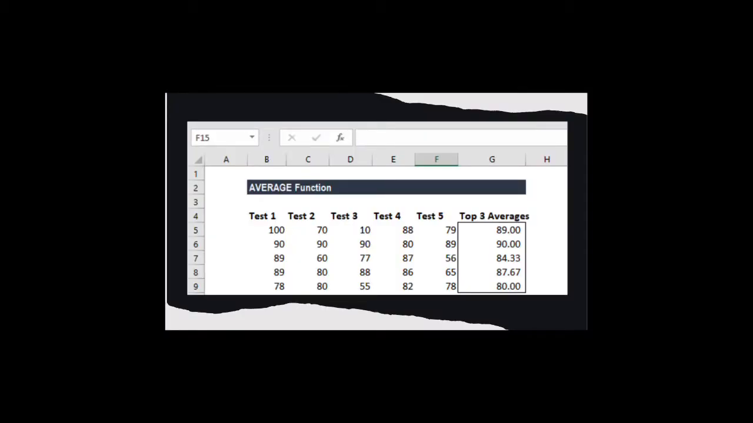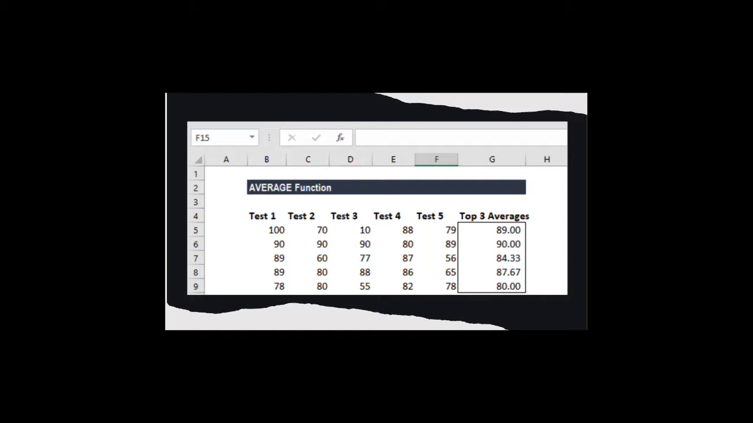Another example is teachers and people use it to figure out what the average score perhaps on a spelling test is. So you can see here there's 5 tests. On that first test somebody scored 100, then they scored 70, then 10, then 88, then 79. So on average they scored 89 over those 5 different tests, okay?